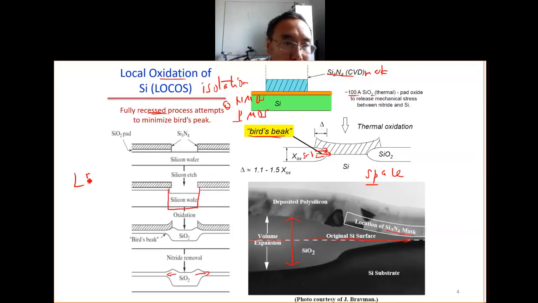Then you do the LPCVD. Then we use low pressure chemical vapor deposition to deposit some silicon oxide to fill this area with the deposited silicon oxide rather than a thermal oxide. This way there will be no lateral growth. So you just fill in the oxide, no lateral extension.